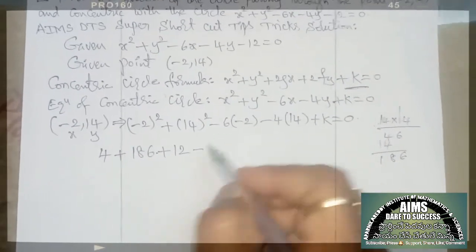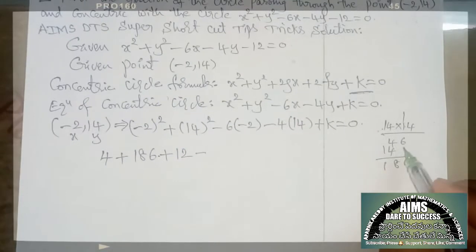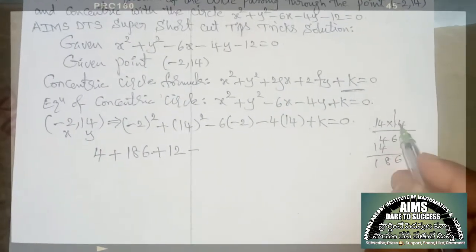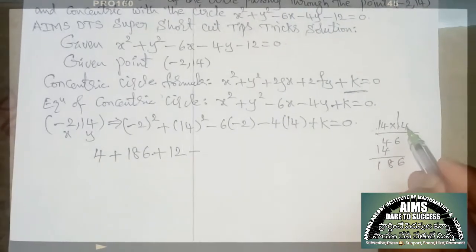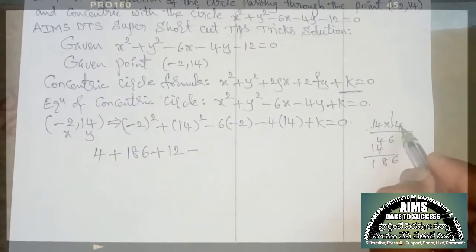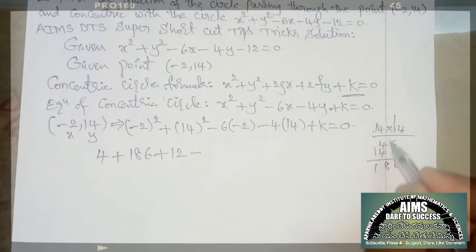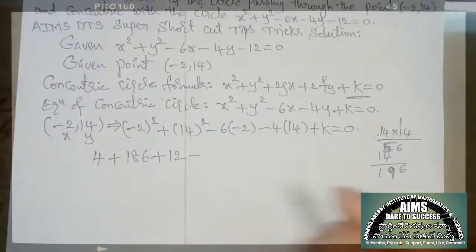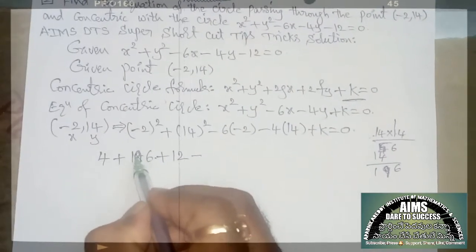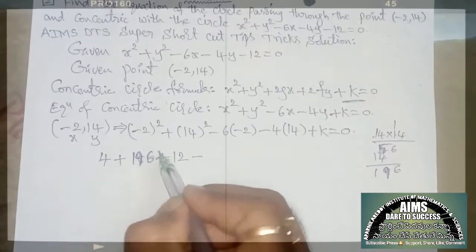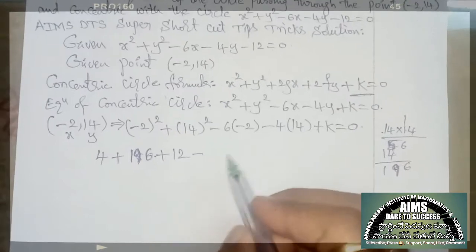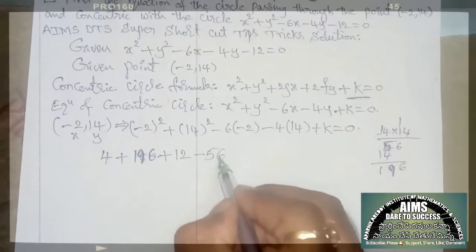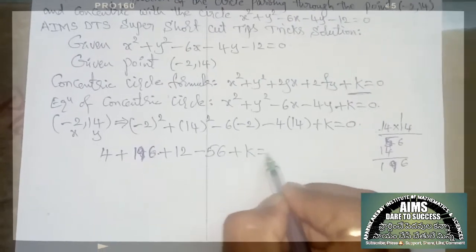Minus into plus is minus, 14 4s are... one minute, here 14 4s: 4 4s are 16, 4 1s are 4, plus 1 is 5. So the answer is 196. Sorry, not 196, 186... no, 196 is the right answer. Next, 14 4s are 56, plus k is equal to 0.